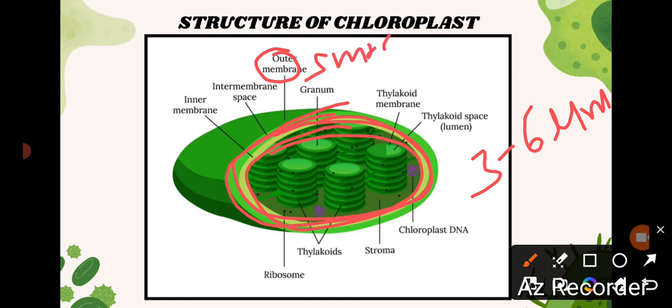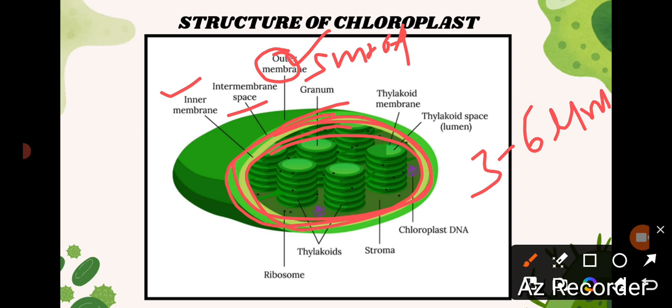The outer membrane is mainly permeable to small molecules and ions, whereas the inner membrane is less permeable and mainly contains transport proteins. The space between the outer membrane and the inner membrane is called the intermembrane space.